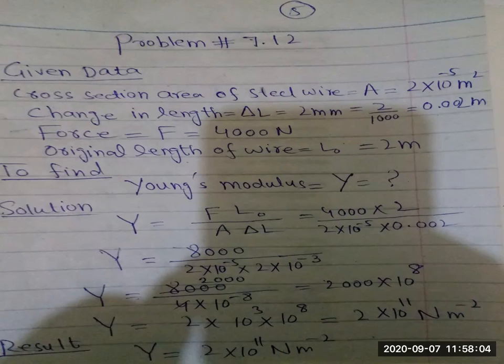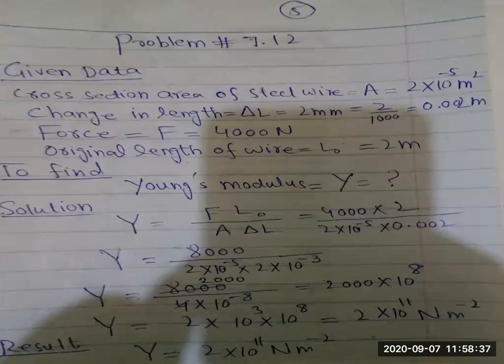This numerical is related to the topic Young's modulus. You can find the Young's modulus formula on page number 162. Capital Y is equal to F L naught divided by A delta L. This formula for Young's modulus is given on page number 162. As we did example 7.7, if you understand example 7.7 as we discussed already, you can understand this very easily.